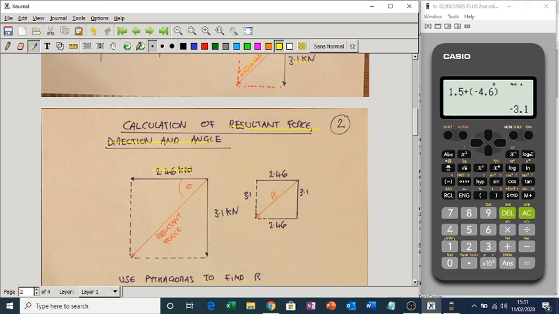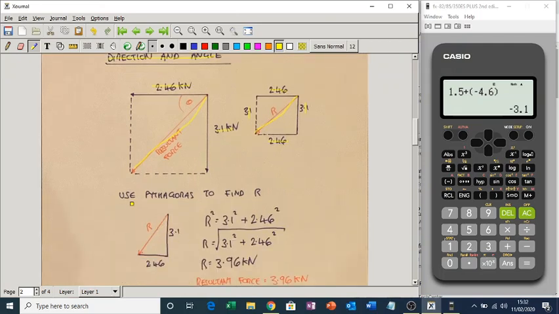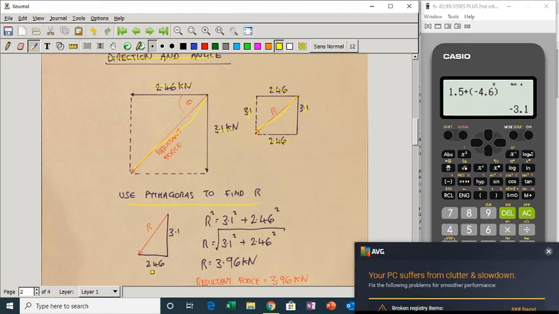So there we just worked out 2.46 and 3.1. We need to find this resultant force here. So that length is 2.46, that length has got to be 2.46. This one's 3.1, that one's 3.1. So we can now work out that hypotenuse, which will give us the resultant force, using Pythagoras, which we should know from a previous life. So r squared is going to be 3.1 squared plus 2.46 squared.